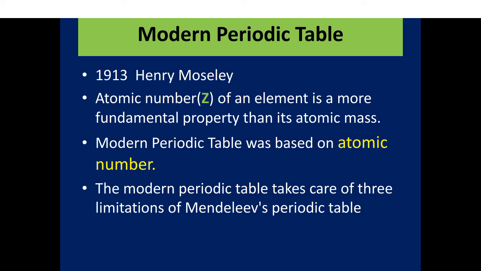In 1913, English scientist Henry Moseley proved that atomic number is a more fundamental property than atomic mass. Atomic number, as you know, we represent by capital Z. The modern periodic table is based on atomic number. The modern periodic table takes care of three limitations of Mendeleev's periodic table that we have already discussed.